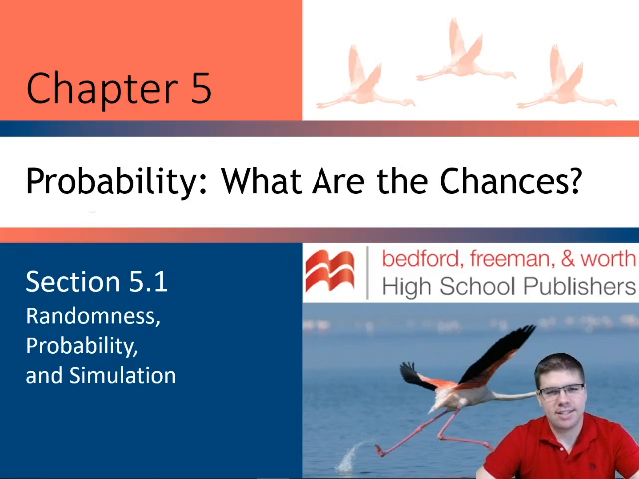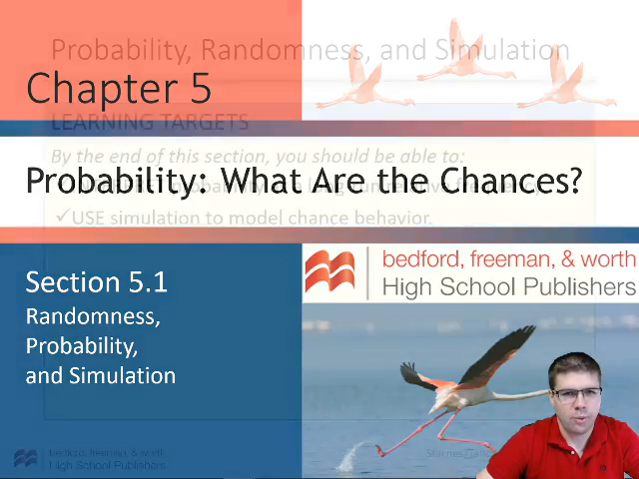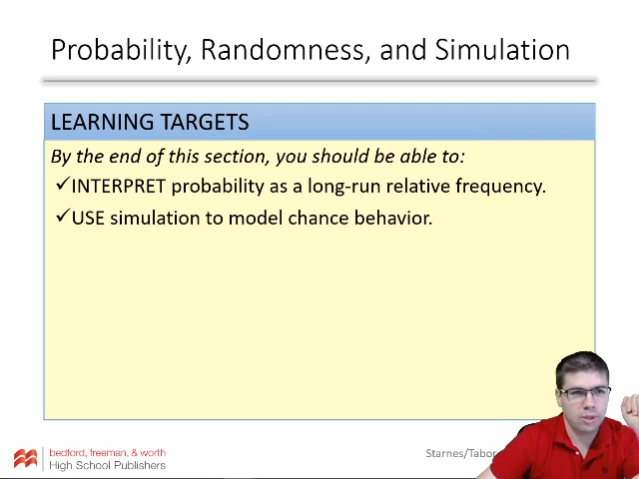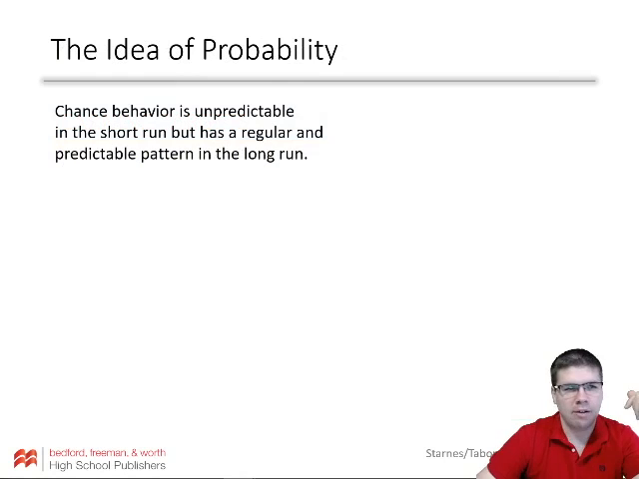Hey, AP Statistics. So we're going to jump into Chapter 5 today, probability. In this section, we are going to learn how to do just a couple of things. We're going to make sure we can interpret probability as long-run relative frequency, and then in the second part, we'll use simulation. So let's just get to that idea of probability.